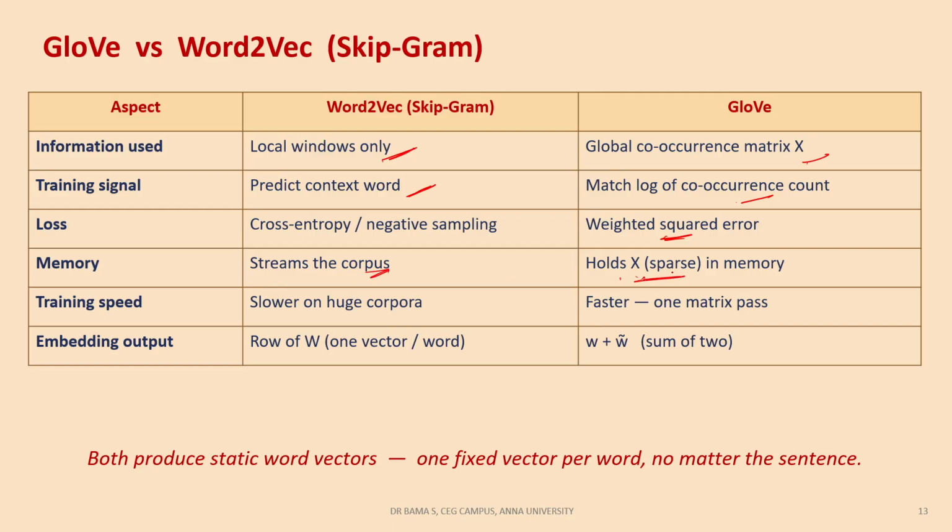In GloVe it is going to be weighted squared error. For memory, it streams the entire corpus, and in this case it is sparse, because the number of occurrences, as we saw in the example, were zeros. The training speed here is much slower because we are looking at only one particular word at a time. In GloVe it is faster because the entire corpus is built as an occurrence matrix. The embedding output in word2vec is only one W. If you remember, only one row of the matrix has the word embedding. Here we get two embeddings, W as well as the context one.